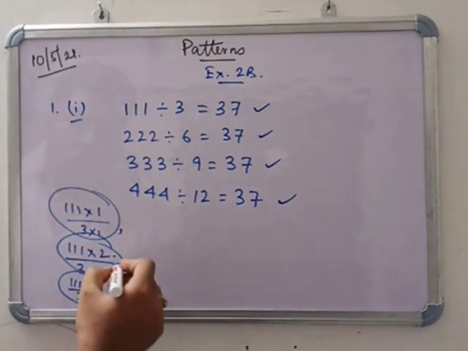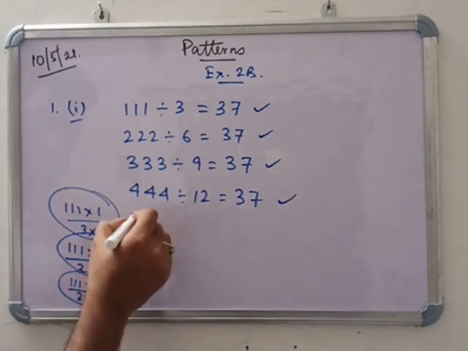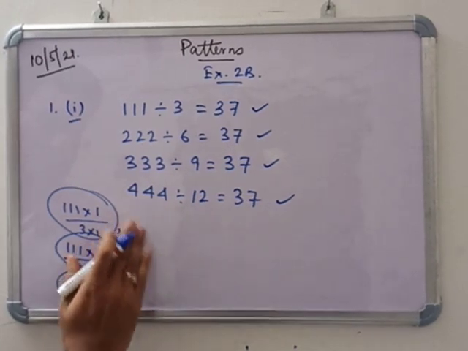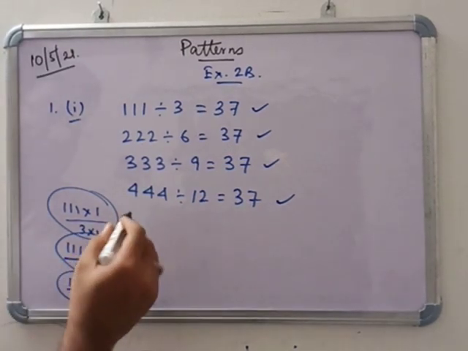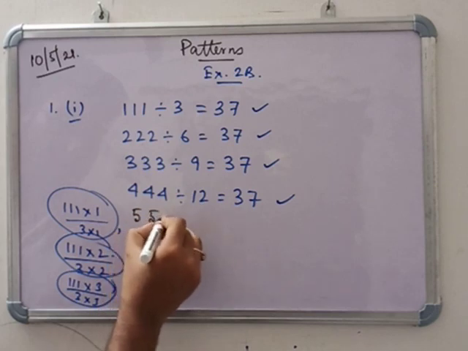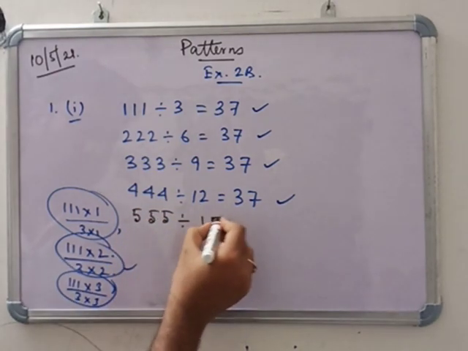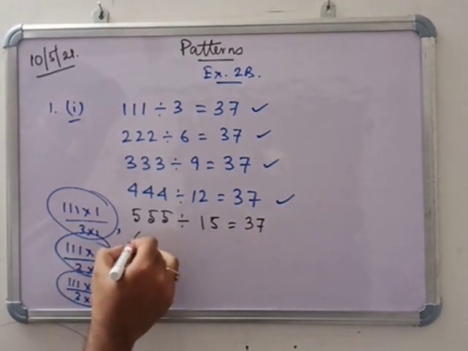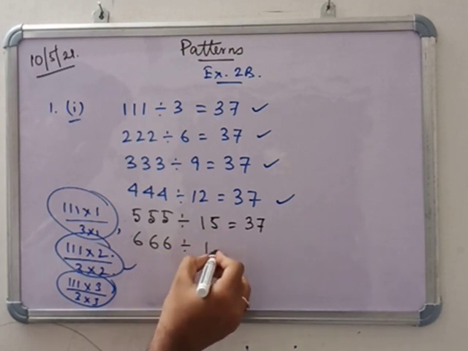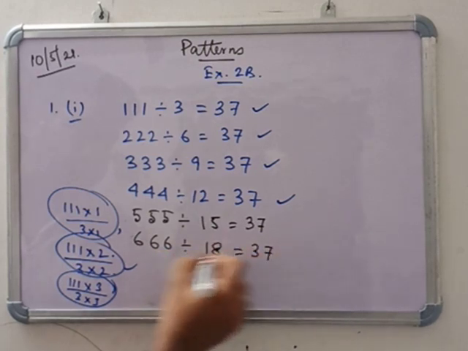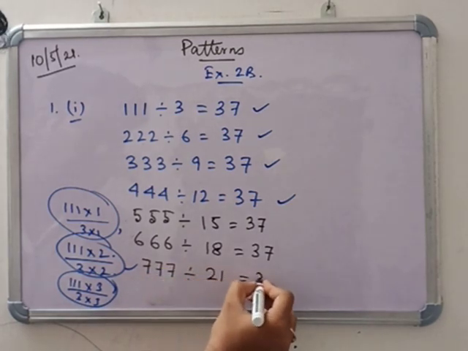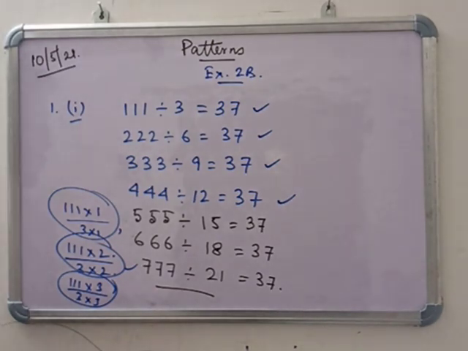Similarly, 111 into 5, that means 555, divided by 15, that means 37. 666 divided by 18, that means 37. 777 divided by 21, that means 37. So this is the process. Thus you have to recognize the pattern.